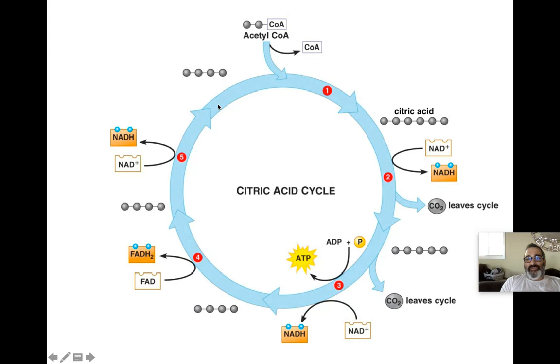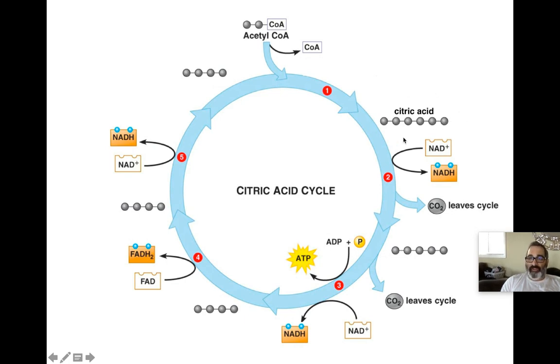Let's start with step 1. Step 1 starts out with this chemical over here. You don't need to know the name of it. It's a 4-carbon chemical, 1, 2, 3, 4 carbons. It's called oxaloacetate, but you don't need to know that. This 4-carbon molecule combines with the 2-carbon acetyl-CoA that was produced in the previous step, and it makes a 6-carbon molecule called citric acid. This is why it's called the citric acid cycle, also known as the Krebs cycle, because Dr. Krebs discovered this cycle. The first product is citric acid, and that's why it's called the citric acid cycle.